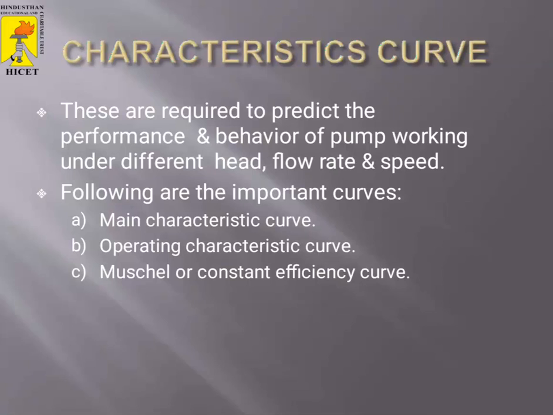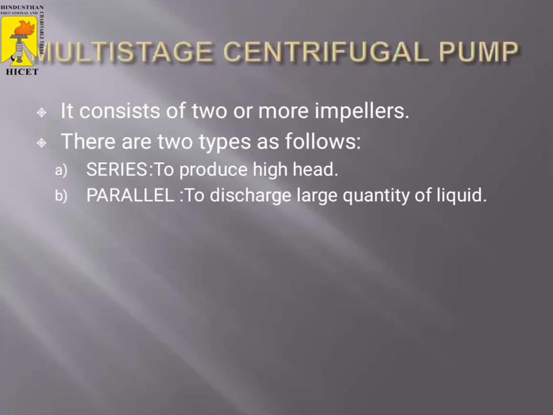Characteristic curves are required to predict the performance and behavior of a pump working under different head, flow rate and speed. The following are the important curves: main characteristic curve, operating characteristic curve, and Muschel or constant efficiency curve. A multi-stage centrifugal pump consists of two or more impellers. There are two types of flow: series and parallel. Series is used to produce high head, and parallel is used to discharge a large quantity of liquid.